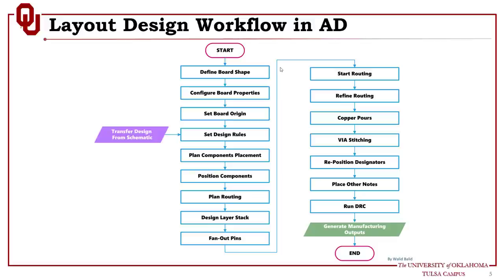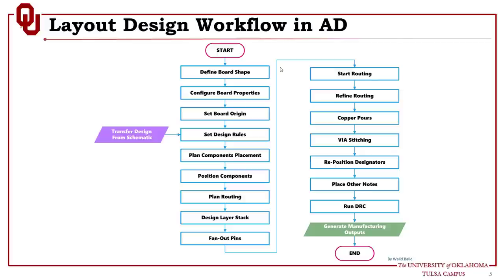Next, you need to set the board origin. What is or where is the point that has coordinates 0, 0 on your PCB? It's always the bottom left point. So you have defined the board shape in the first step. Now you need to set your board origin based on the new shape.